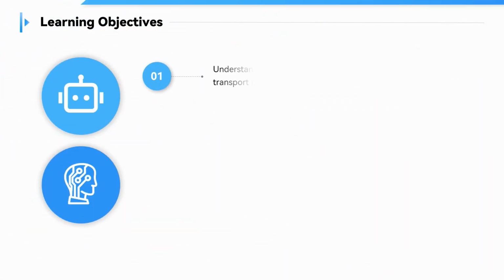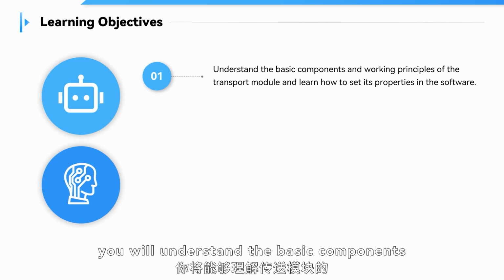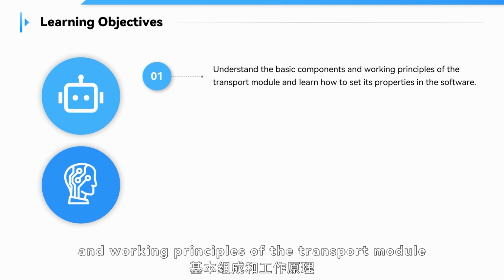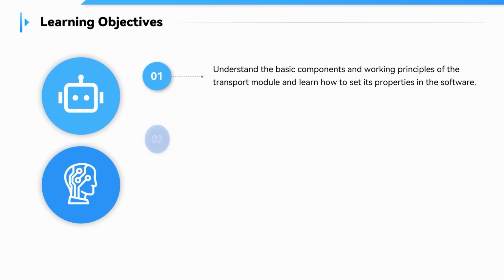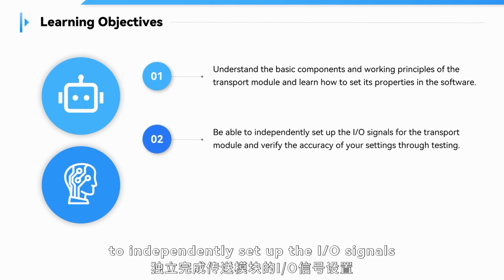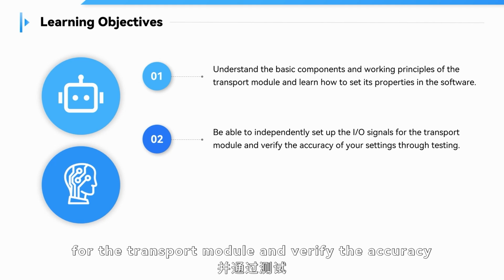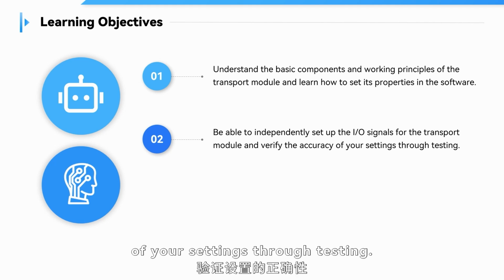Through this lesson, you will understand the basic components and working principles of the transport module and learn how to set its properties in the software. You will be able to independently set up the I/O signals for the transport module and verify the accuracy of your settings through testing.